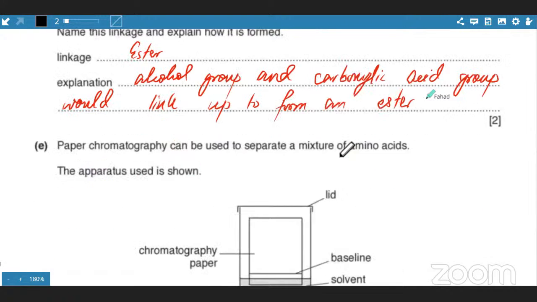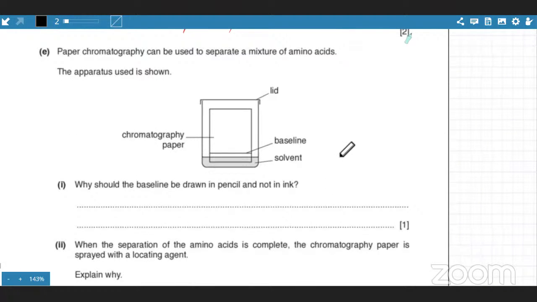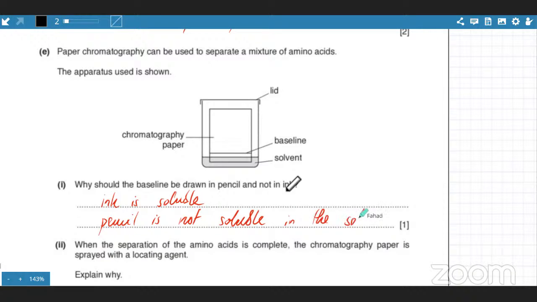Now the other part is paper chromatography. This probably is the last part. Paper chromatography can be used to separate a mixture of amino acids. The apparatus used is shown. Why should the baseline be drawn in pencil and not in ink? Ink is soluble. That should be sufficient. 1 mark. Ink is soluble. Pencil is not soluble in the solvent. So that pretty much sums this up.